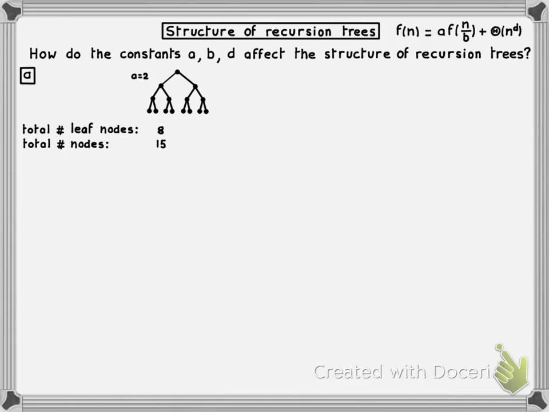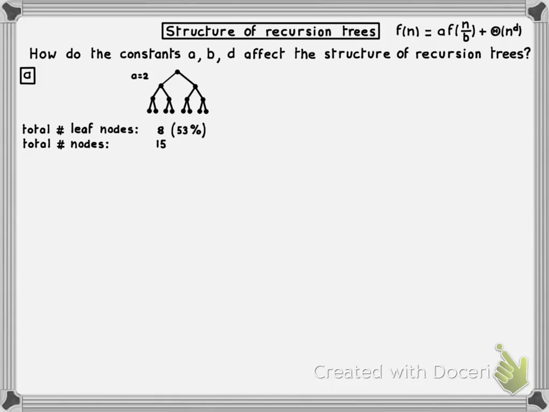And the important thing to realize here is not so much the actual values, but the fraction of nodes that you can find at the leaf level. Notice 8 is more than half of 15. In fact, it's 53%, which means more than half the nodes can be found at the leaf level.